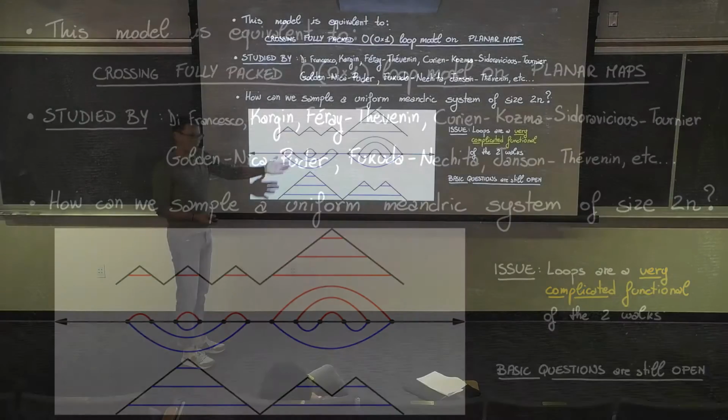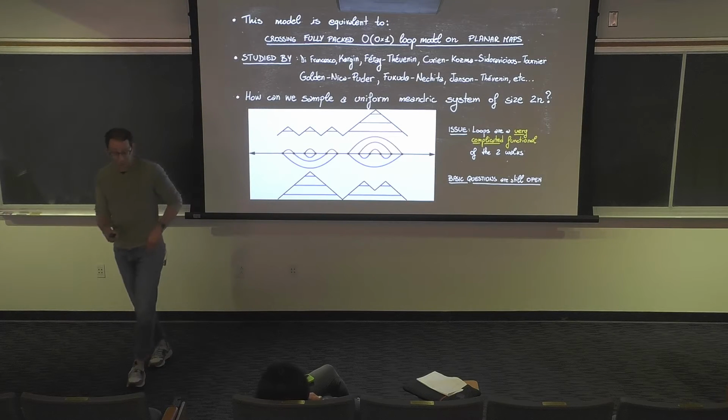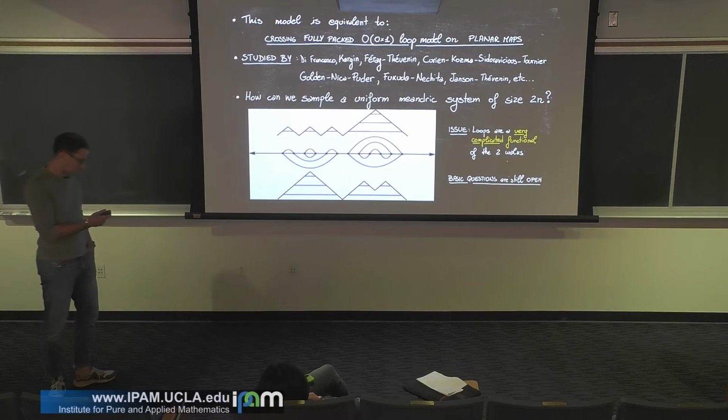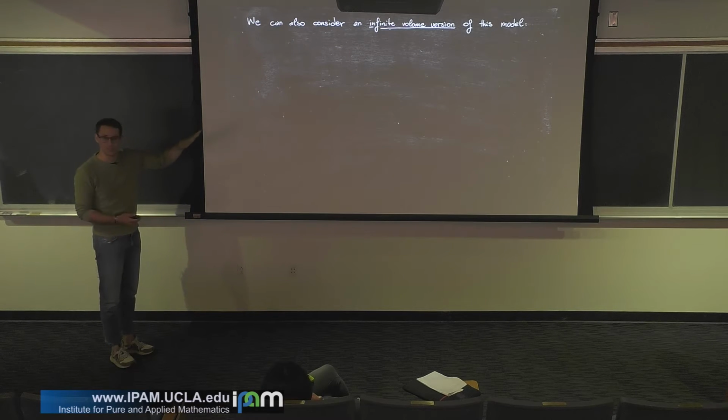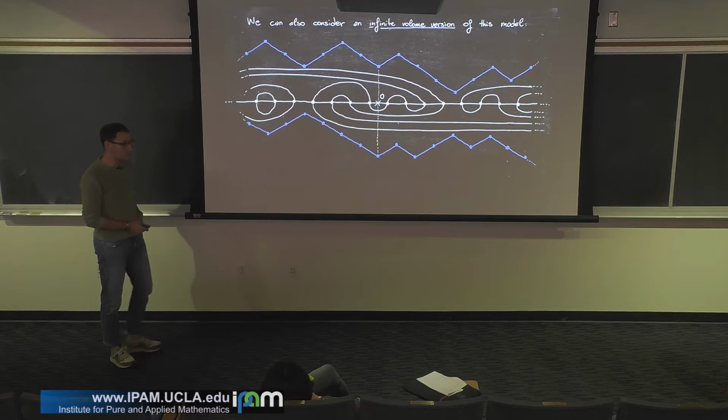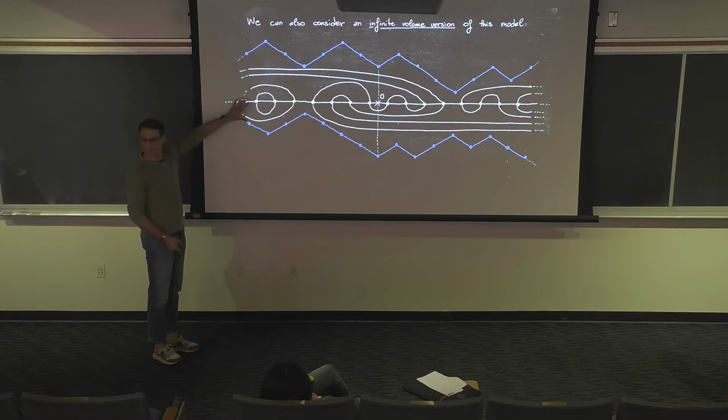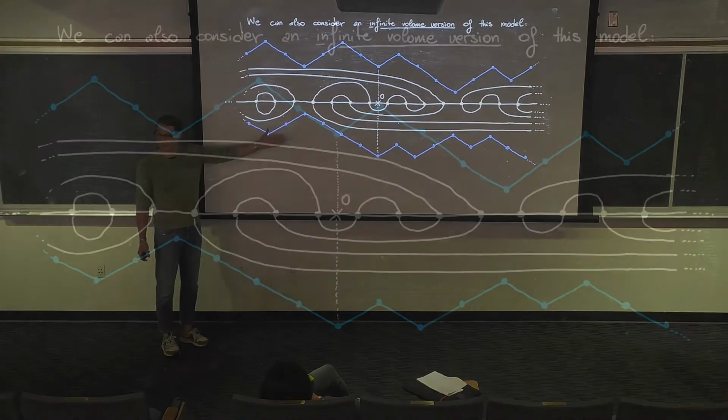So this is why very basic questions on this system are completely open nowadays. So let me introduce a second infinite volume version of the model. It's very similar. Now what I'm doing is just an infinite meandric system, uniform meandric system. What you do is exactly the same game.